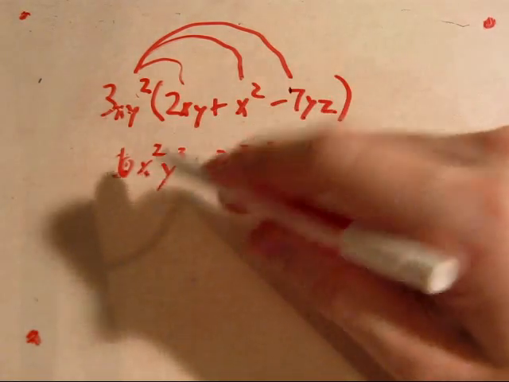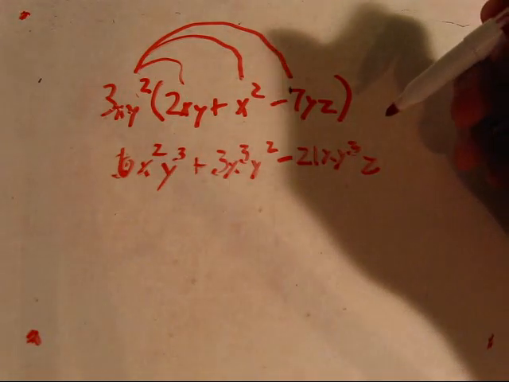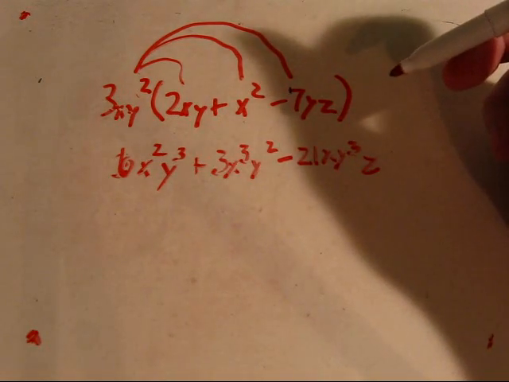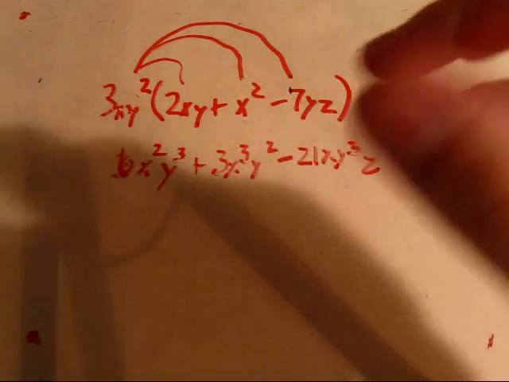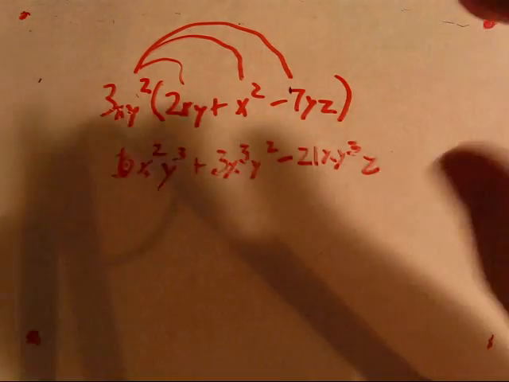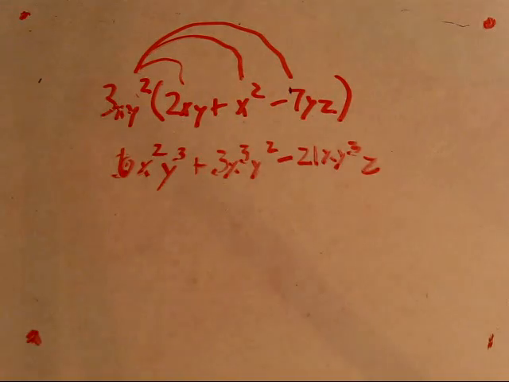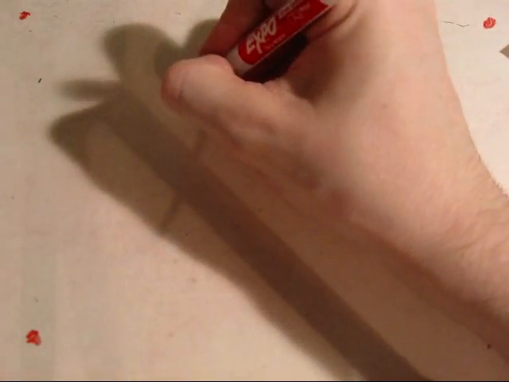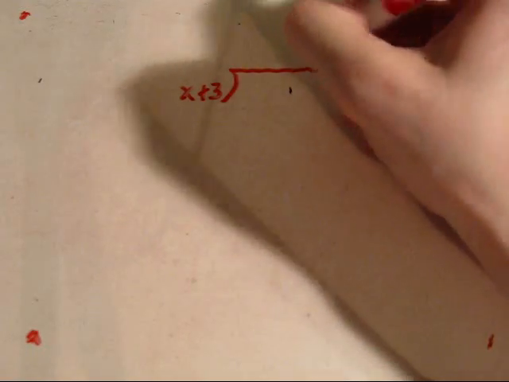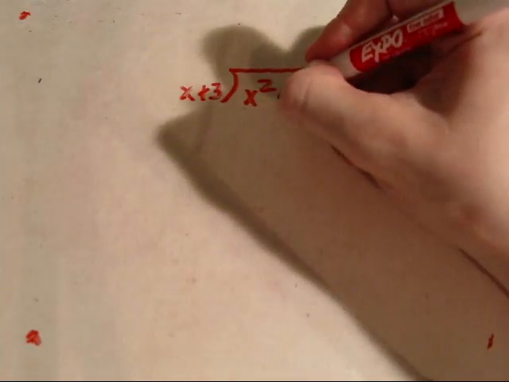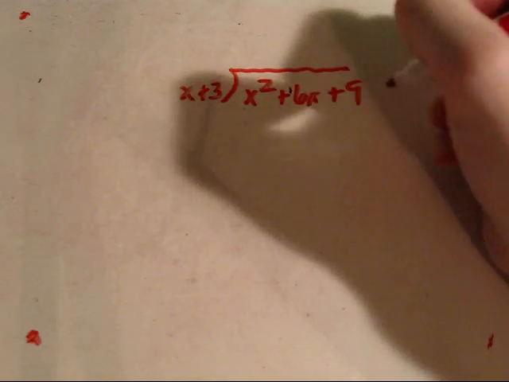Now, can we add any of these together? Well, no, we can't. It's completely fine. So, let's move on to something different. Division. Let's try x plus 3 dividing x squared plus 6x plus 9.